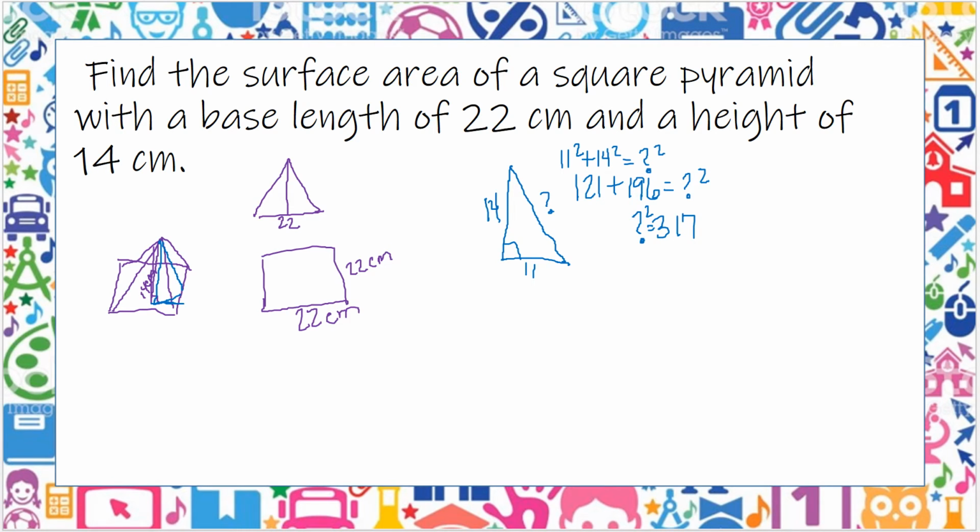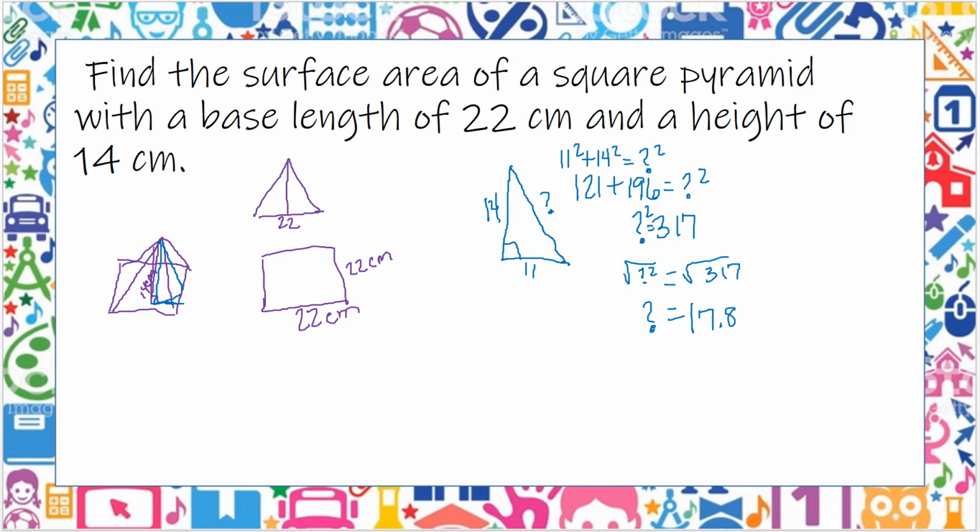So now to get rid of that squared, we have to take the square root of both. So I'm going to just take the square root of 317 just to get us a roundabout number. So the square root of 317 is about 17.8.